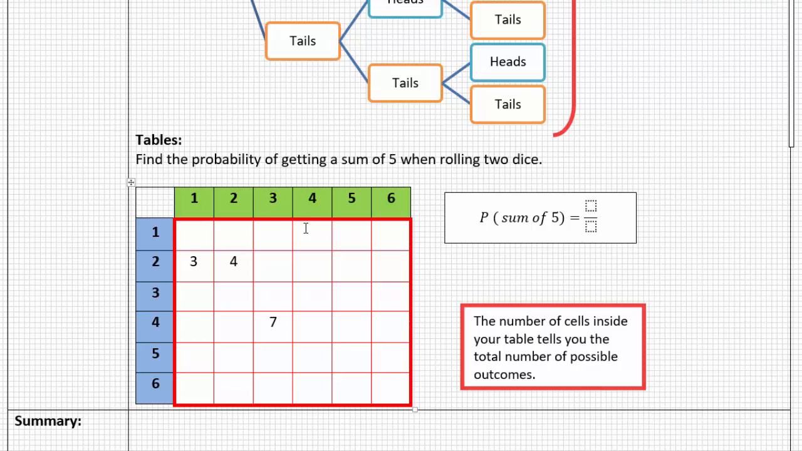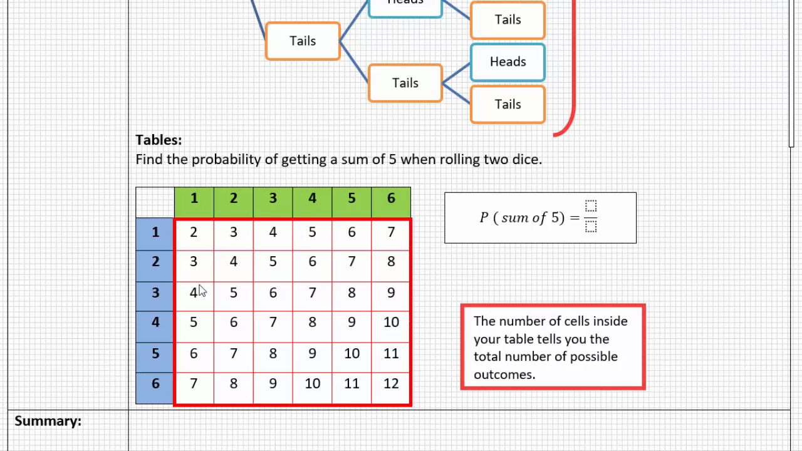So 1 plus 1 is 2. 1 plus 2 is 3. 2 plus 2 is 4. Here's an example. 4 plus 3 is 7. So go ahead, create your table, and then fill in the rest of it. If you have enough information from there, go ahead and try and answer the question of the probability of getting a sum of 5 with our 2 dice.